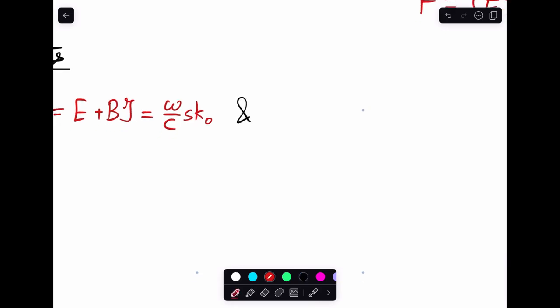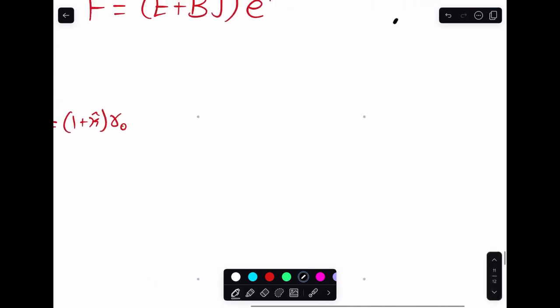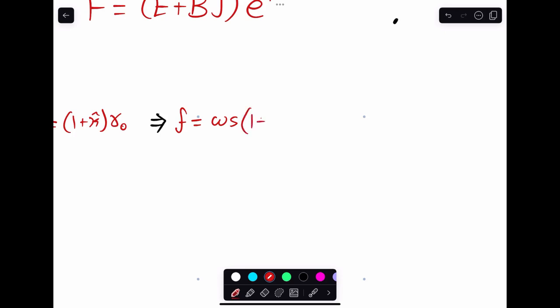And we know that K naught is equal to, when you break it into a relative frame, so you do a space-time split, you get 1 minus kappa here, and it's equal to 1 plus kappa gamma naught here, which implies that F is equal to omega S and then times 1 plus kappa gamma naught, which is equal to omega S plus omega S kappa gamma naught.